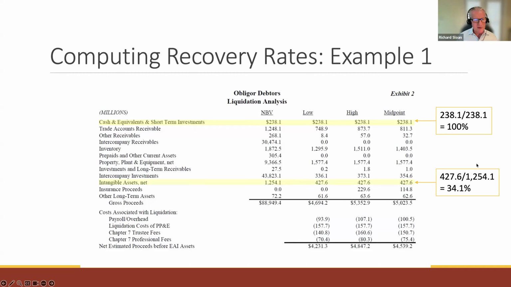When we get down to intangible assets, you can see this has a net book value of 1.2. I shouldn't forget the units. It's probably 1.2 billion, and a recovery low, mid, and high of 427.6. So you'd say 34.1% is your recovery rate here. And actually, they'd say that's a pretty good recovery rate. It's about the same as the average for PP&E. And so that's the way that they're collecting the data here.